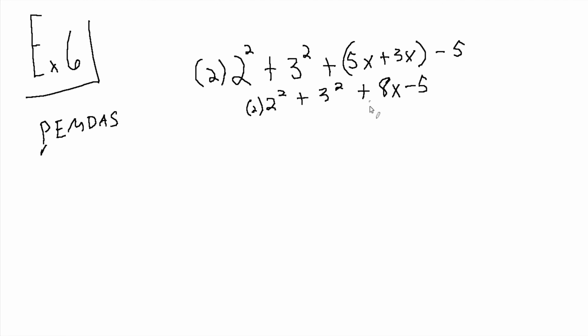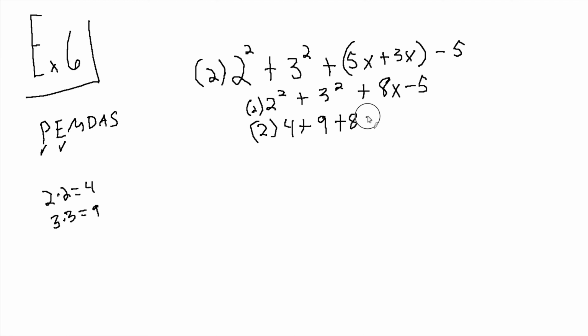Now you do the exponents. Exponents is just simply whatever the number in the exponent is telling you to multiply the base number by. So if you have 2 to the power of 2, it's telling you to multiply it 2 times. 2 times 2 is 4. Same thing applies to 3. You're going to multiply it 2 times. So 3 times 3 is 9. Now you did the exponents.